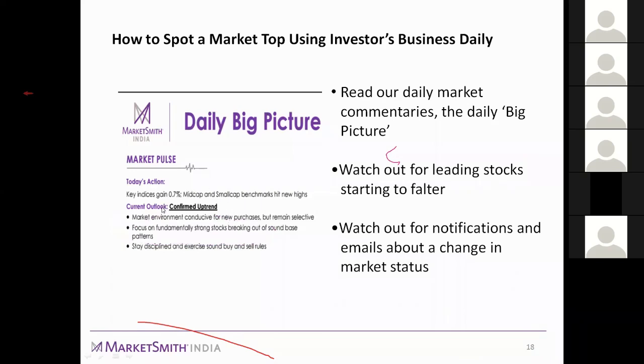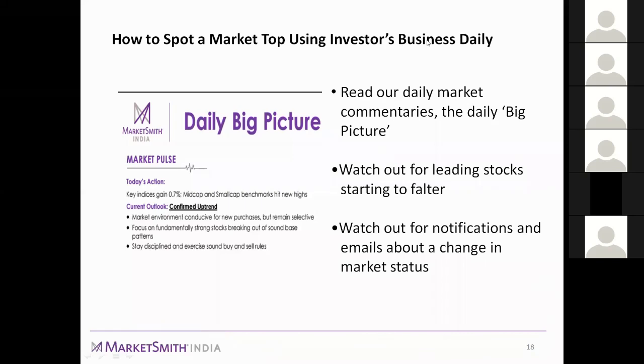And what does it mean? For you as an investor, the market environment is conducive for new purchases, but remain selective. You should be focused on fundamentally strong stocks breaking out of sound base patterns. After that, you should follow a strict discipline and exercise sound buy and sell rules.